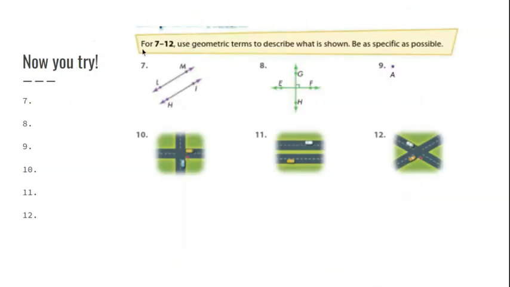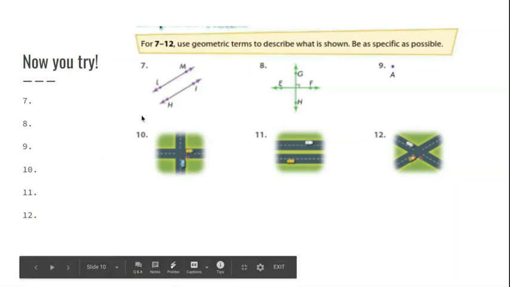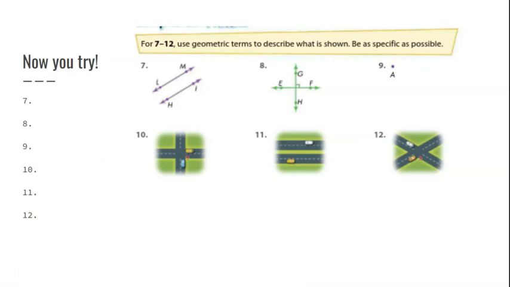Your assignment today, you are going to be identifying what type of line this is. What term is this? So for number 7, what kind of lines are these? Number 8, what kind of lines are these? Number 9, what is that? If you were here yesterday, if you did the assignment, you should know what that is. Number 10, what kinds of lines are these? Number 11, what kinds of lines are these? And then number 12, what kinds of lines are these? They're either going to be parallel, perpendicular, or intersect.